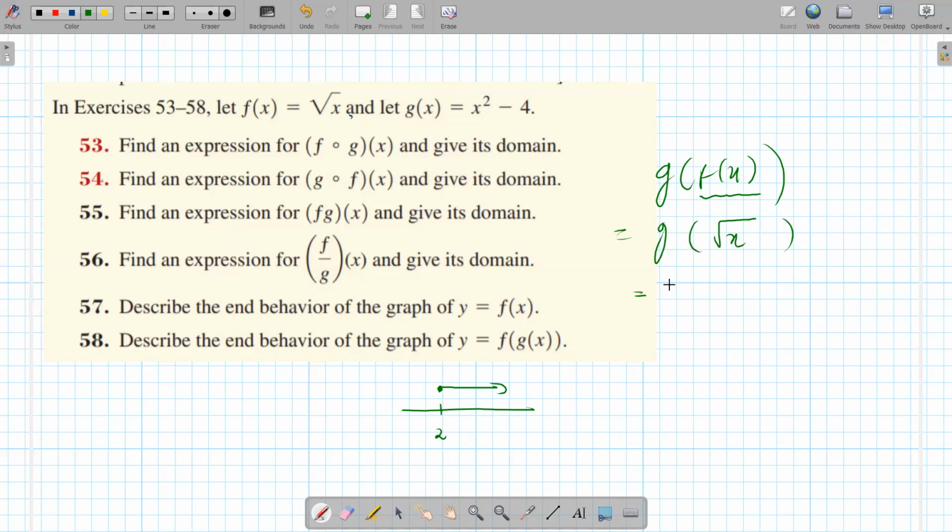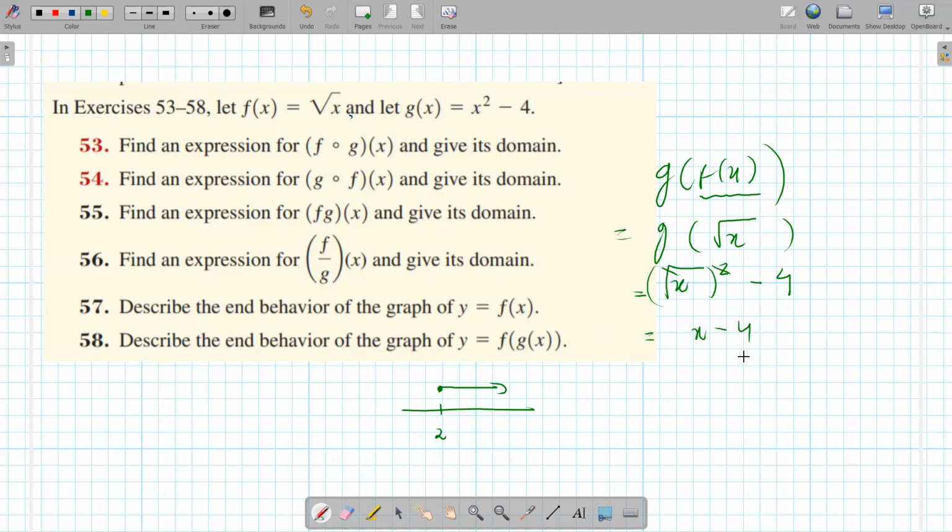The square root of x, squared, minus 4. Okay. And now what does this simplify to? Doesn't that just simplify to x minus 4? Yeah, exactly, x minus 4. The square root cancels out with the square, right? So you get x minus 4.